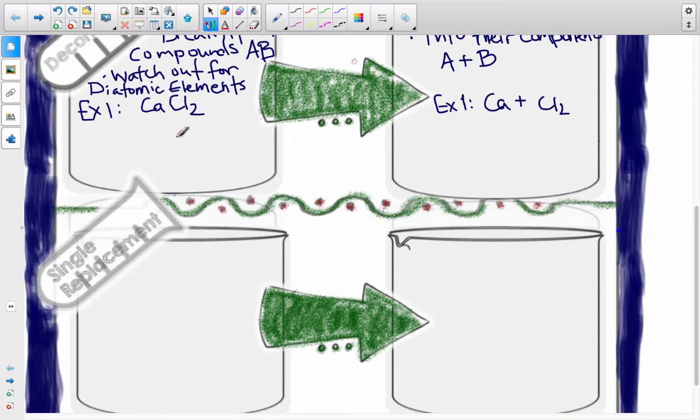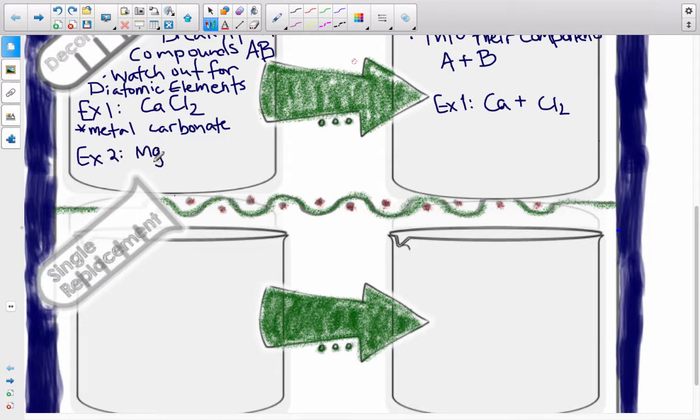Let's do another example. In this special case of decomposition, I want you to know about the decomposition of metal carbonates. That is, if you have a metal that is connected in a chemical bond to the polyatomic ion carbonate, whose symbol is CO3. So we'll use the specific example here of magnesium carbonate.